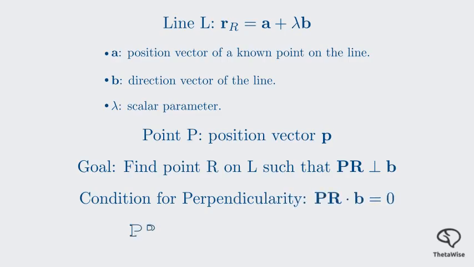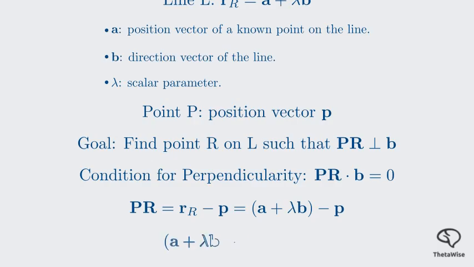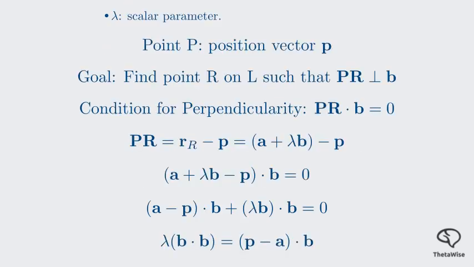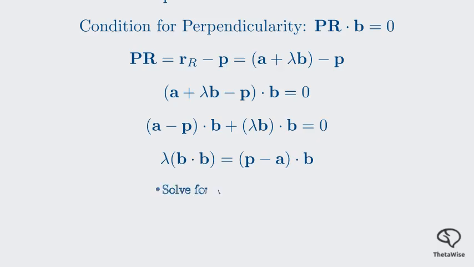Let's expand PR. PR is the position vector of R minus the position vector of P, so that's R minus P. Substituting the equation for the line, R, we get that PR equals A plus lambda B minus P. This gives us (A plus lambda B minus P) dot B equals 0. We can then rearrange this to find lambda B dot B equals (P minus A) dot B. Once we solve this equation for the parameter lambda, we can find the exact coordinates of point R. Then the distance is simply the magnitude of the vector PR.